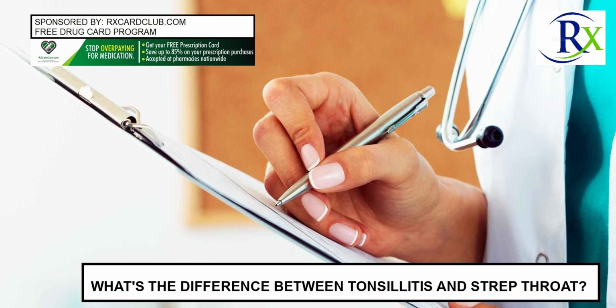What's the difference between tonsillitis and strep throat? The main difference between tonsillitis and strep throat is that tonsillitis is a condition caused by bacteria or viruses that causes inflammation of the tonsils, whereas strep throat is a certain type of tonsillitis caused by group A Streptococcus bacterium. Tonsillitis may also be called a sore throat because that is the main symptom.